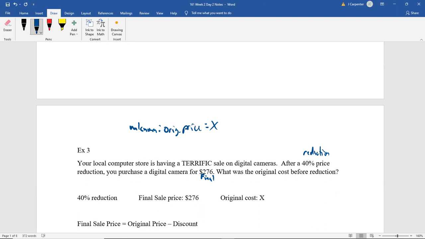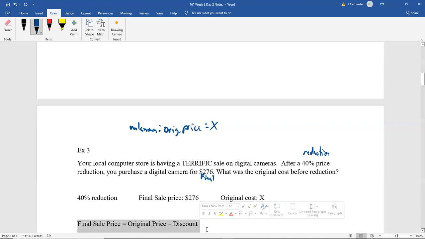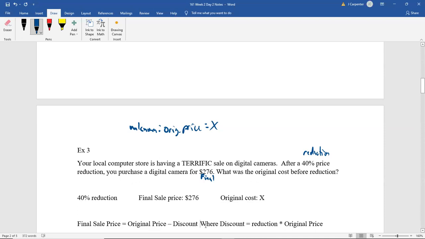So what's interesting is the discount also involves the original price. And if you remember word associations, the word of means times. So 40% of the original price would be 40% times the original price. So this equation is actually going to have something else to stuff into it because the discount is once again the discount rate times the original price. So reduction, discount rate, those are the same things.